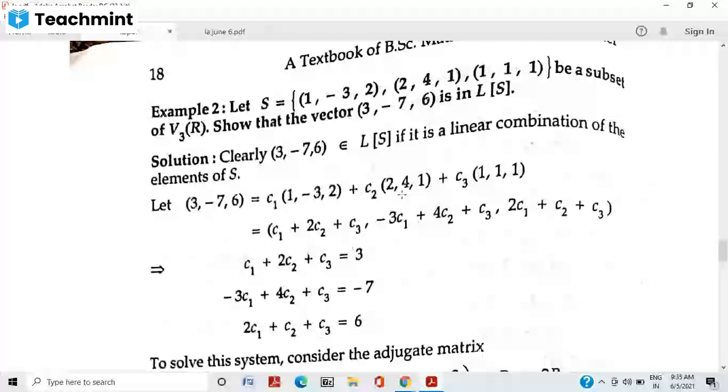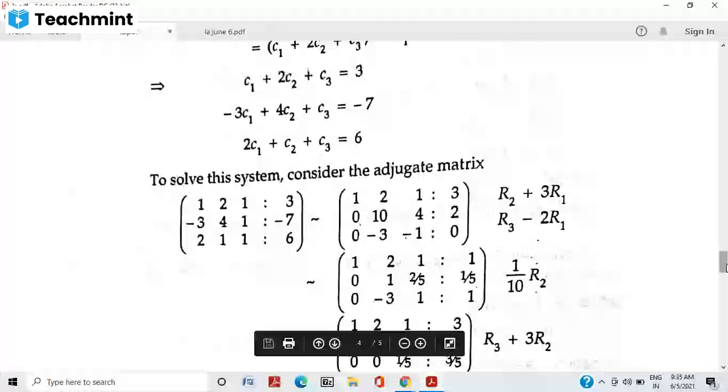Then we get 3 equations. C1 plus 2C2 plus C3 is 3. Like that, 3 equations we get. After getting those 3 equations, we should convert into matrix method. Then what we get? 1, 2, 1, 3. Minus 3, 4, 1, minus 7. 2, 1, 1, it is 6.